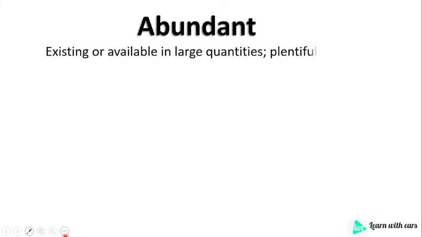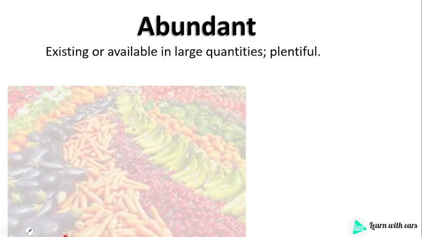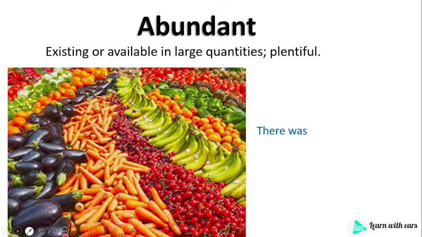Next word is abundant. Abundant. Existing or available in large quantities. Okay, for example, there was food in abundance.